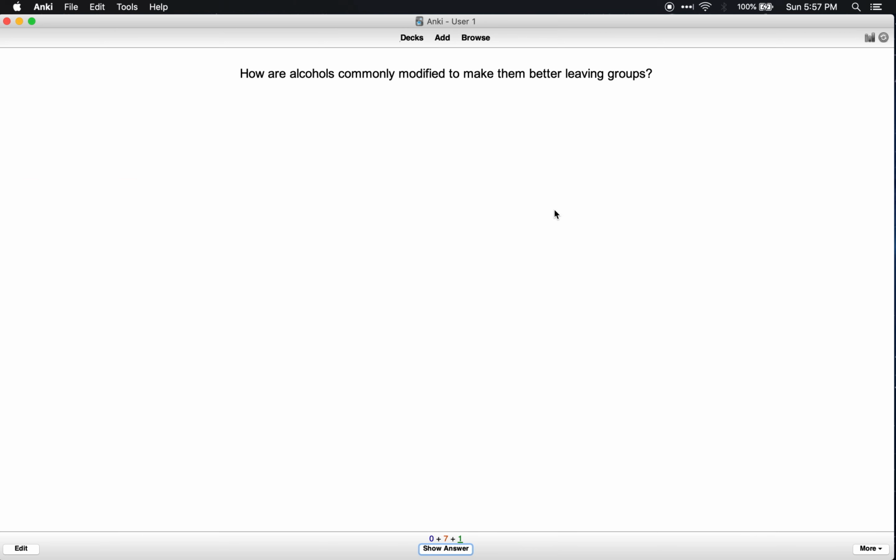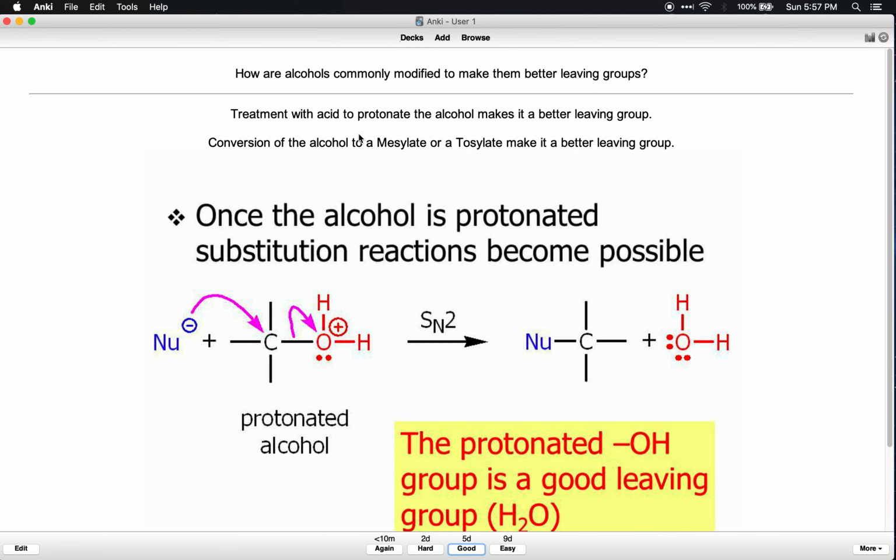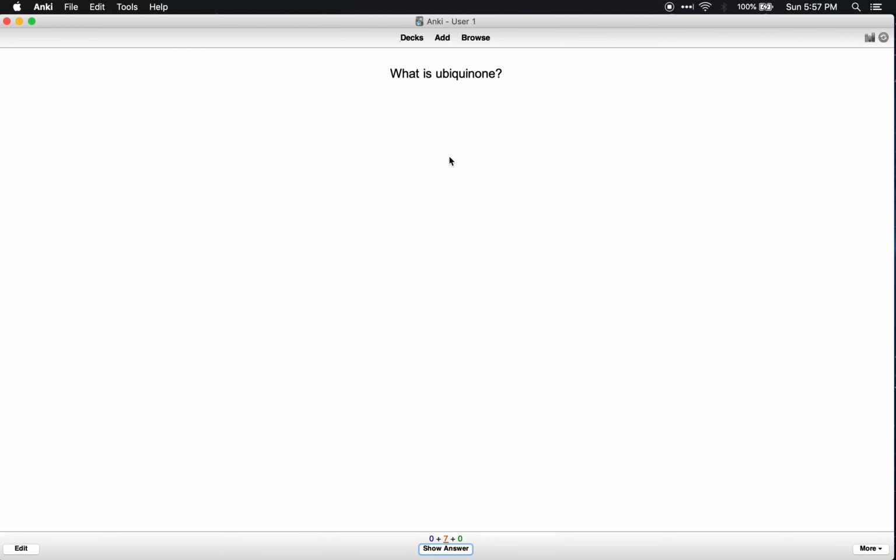How are alcohols commonly modified to make them a better leaving group? Addition of better leaving groups through O-Tos or tosylate and mesylate. Ubiquinone is also known as coenzyme Q, important in the electron transport chain, specifically ETC, involved in complexes 1, 2, and 3. Ubiquinone is the oxidized form. Ubiquinol is the reduced form.